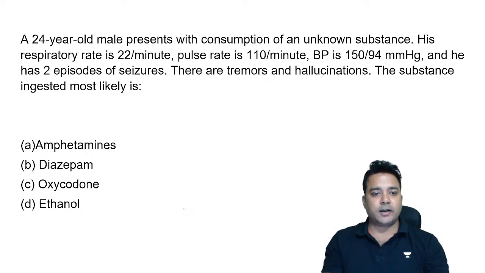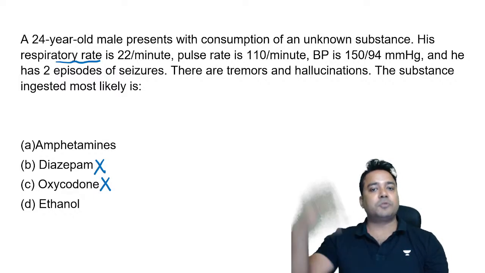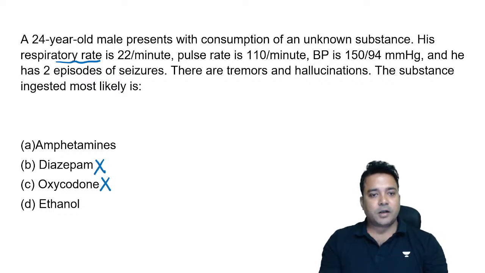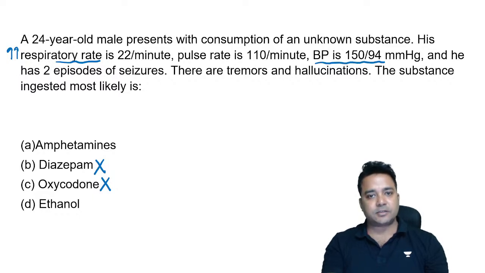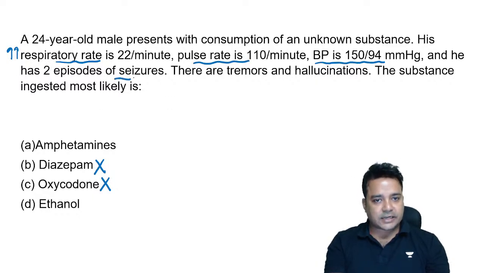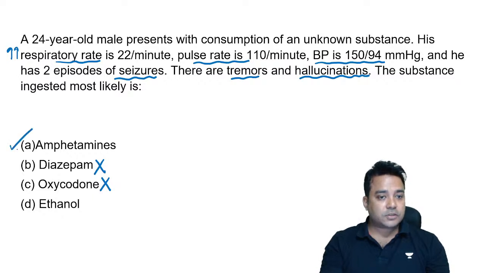One option is easily ruled out: diazepam is an anticonvulsant. If someone consumes diazepam, seizures will not occur, so diazepam cannot be my answer. Correct. Respiratory rate is increased, so which option can be ruled out? Yes, the opioid group of agents cannot be your answer. Why? Because opioids lead to decreased vital parameters: respiratory rate, heart rate, blood pressure all decrease. Here everything is raised, so these two are easily ruled out. Now ethanol and amphetamines remain. Based on all the vital parameters being highly raised, blood pressure highly raised, pulse rate also highly raised, along with lots of seizure activity, tremors and hallucinations, they make your best answer of choice amphetamines.